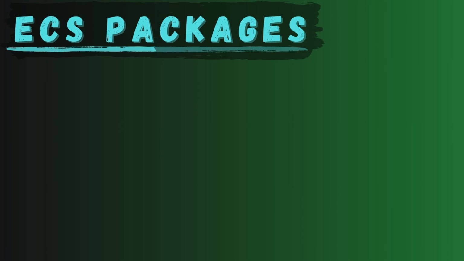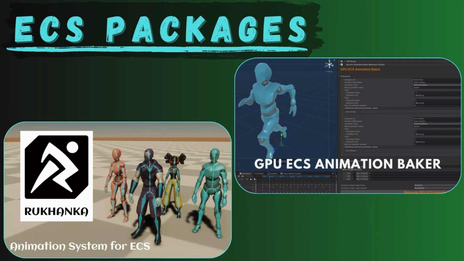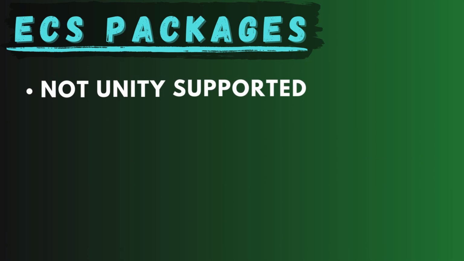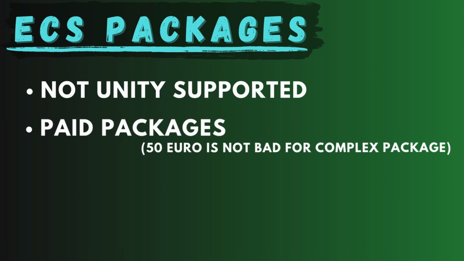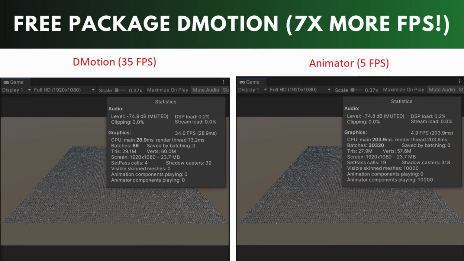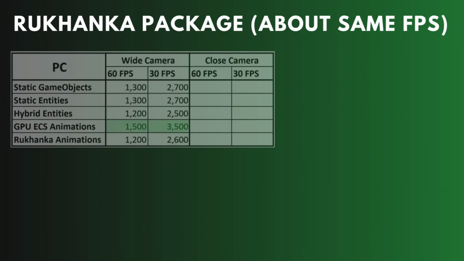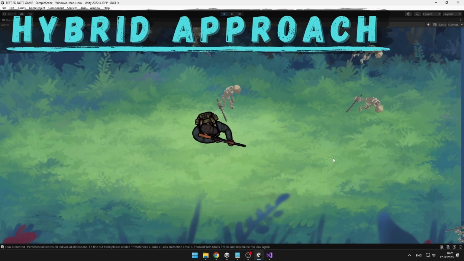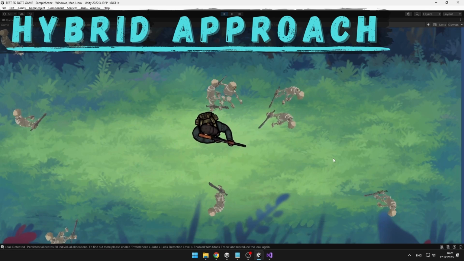The second way is to use ECS packages and frameworks to animate directly in ECS. The problem with this approach is that it is not supported by Unity, so it could be error prone. And many of these packages are paid and don't have all of the functionality of classic animations. So if you really need the performance, you can go and try some of these pure ECS packages. But if you want a functional and simple solution at the cost of performance, you can go with the hybrid approach.